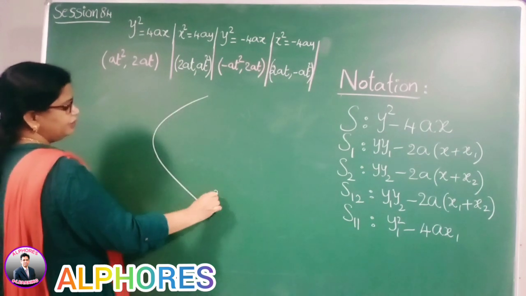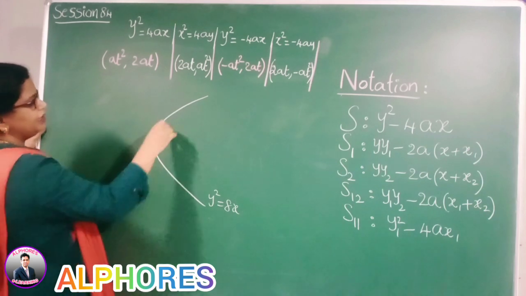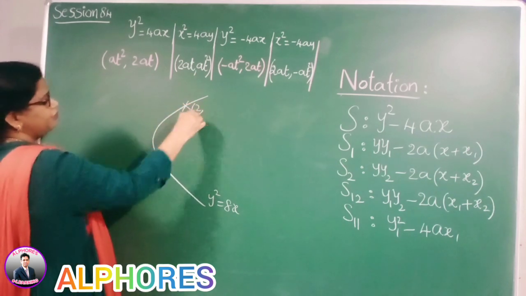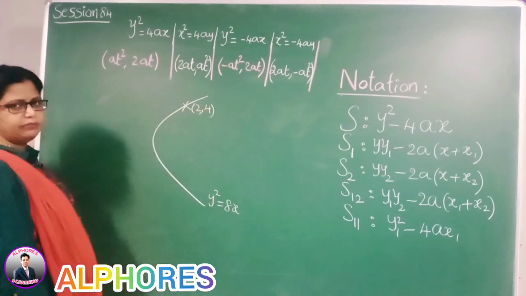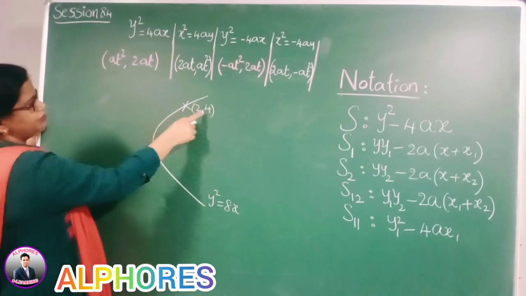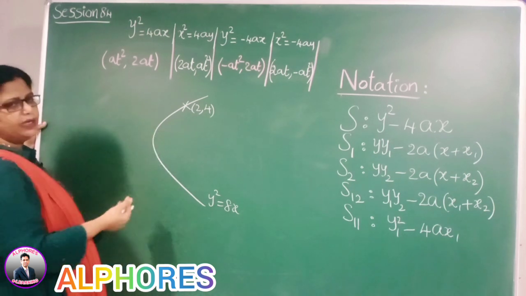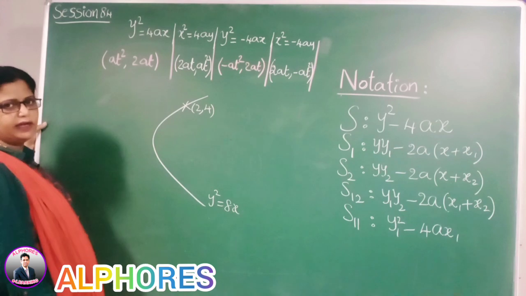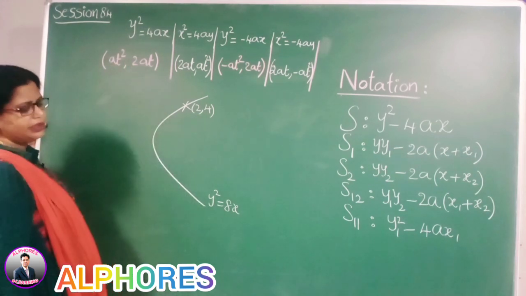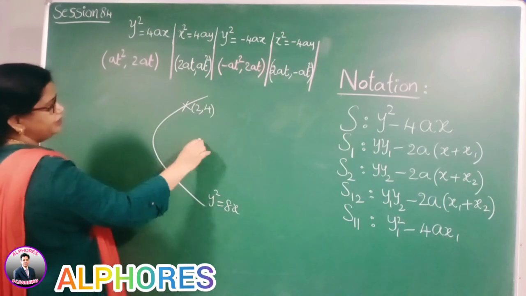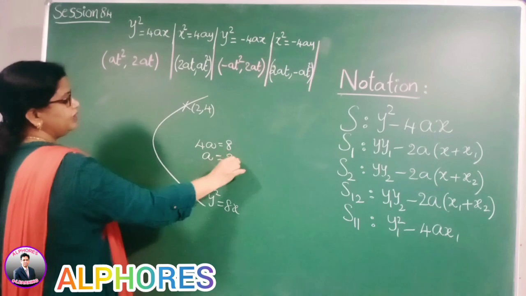And now whenever a point is given on the parabola, suppose we have taken y square equal to 8x parabola, and I am taking a point: when x is 2, y value is 4 or y value can be minus 4. Suppose (2, 4) is a point on this parabola. How can we write the t value, the parameter value? We compare these values with (at square, 2at). Then what is the 4a value here? 4a is equal to 8. That implies a value is 2.